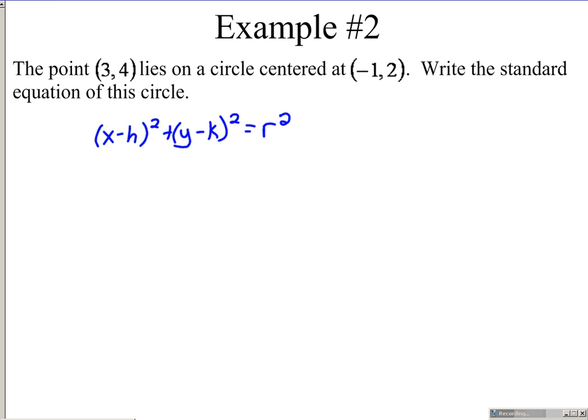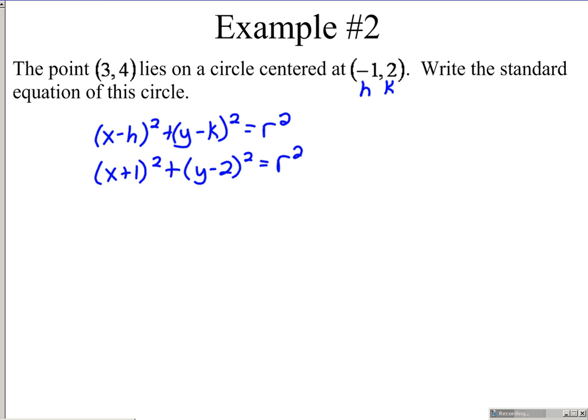From here, two things we must know. We must know the radius, and we must know the center. In this case, we were given the center directly. There's our value of h. There's our value of k. Let's go ahead and plug that in first. X minus h, that's x minus a -1, becomes x plus 1, plus (y minus 2) squared equals r squared.